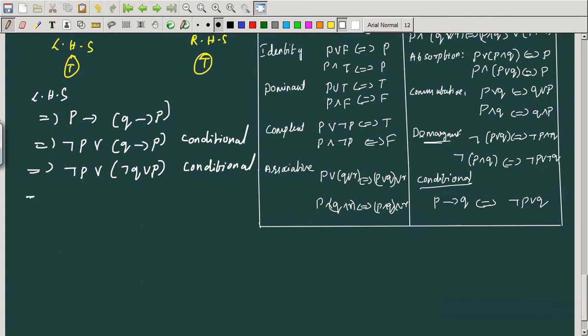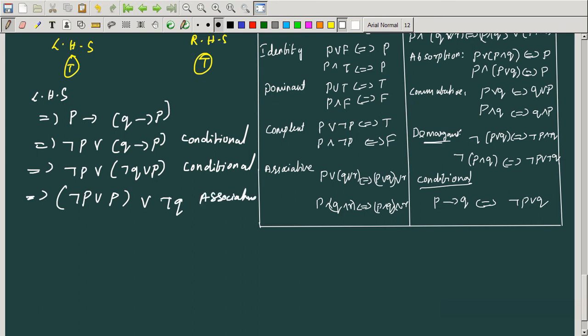We all know what is associative. So that is negation P or negation Q or P. I'm applying the associative: negation P or P or negation Q. So here I applied associative.